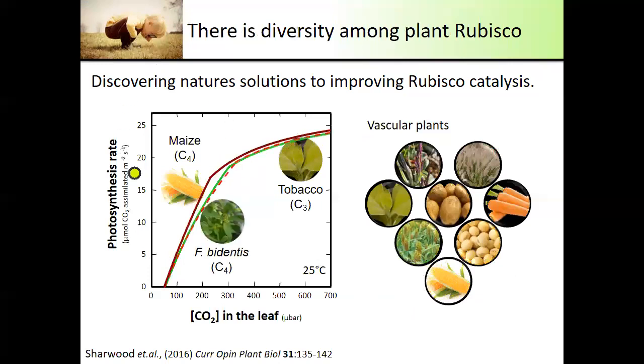So this is another enzyme from another C4 plant, which has a high turnover rate, but again it has a low affinity for CO2. So it just means that its photosynthetic rate is around about the same as tobacco.